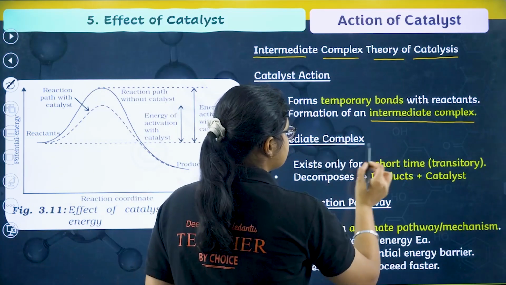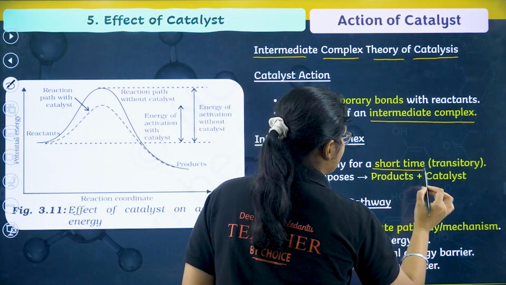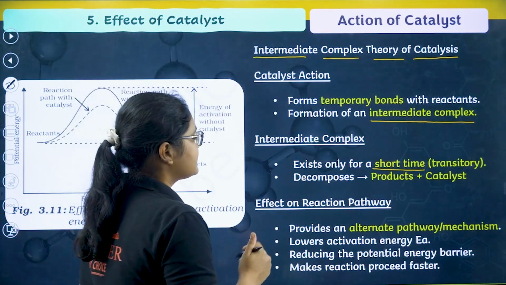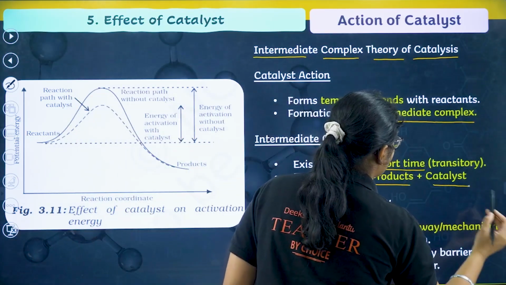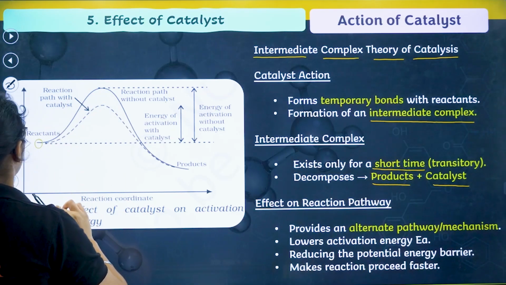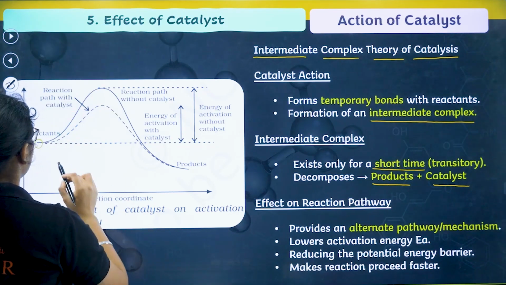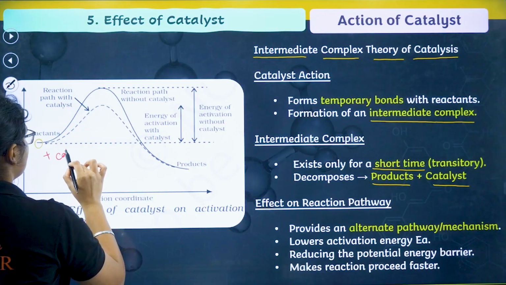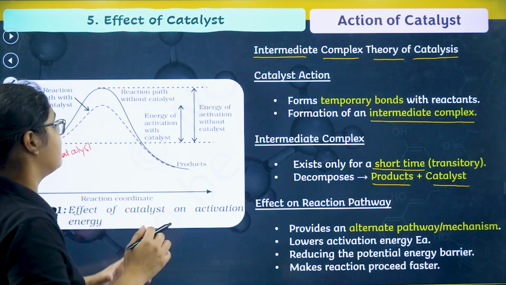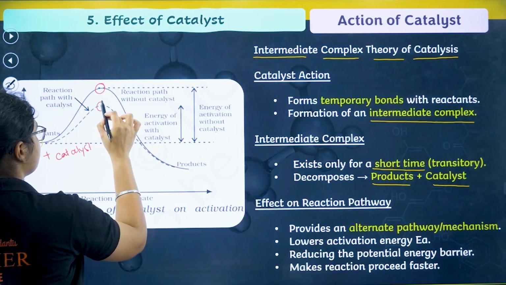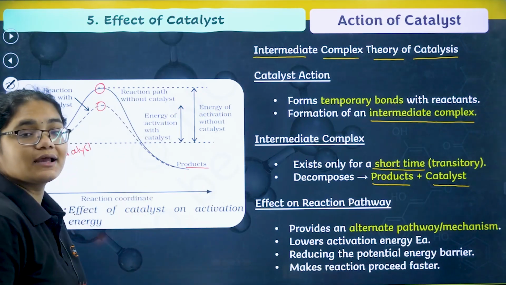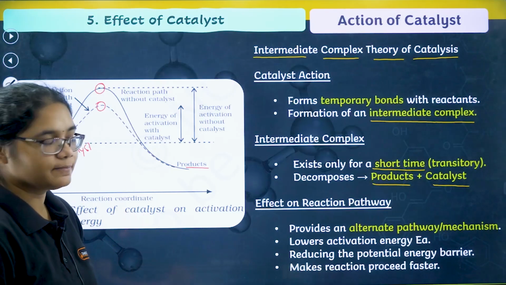Next, what happens to this intermediate complex? It is very unstable, and it is formed for a very short period of time. Next, it decomposes to give you back the products and the catalyst. For example, if this reactant is there and I add a catalyst here, the reactant and the catalyst will combine to give you an intermediate, and then this intermediate will decompose to give you the product and the catalyst back.